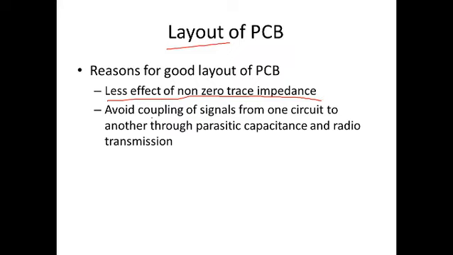Then avoid coupling of signals from one circuit to another through parasitic capacitance and radio transmission. So we have to avoid the coupling of the circuit signals from one circuit to another because of the parasitic capacitance. What is the parasitic capacitance? Actually the capacitor is not present there, but because of the different traces present there, the capacitance is present there, and that is called a parasitic capacitance. And because of the radio transmission, coupling may take place.